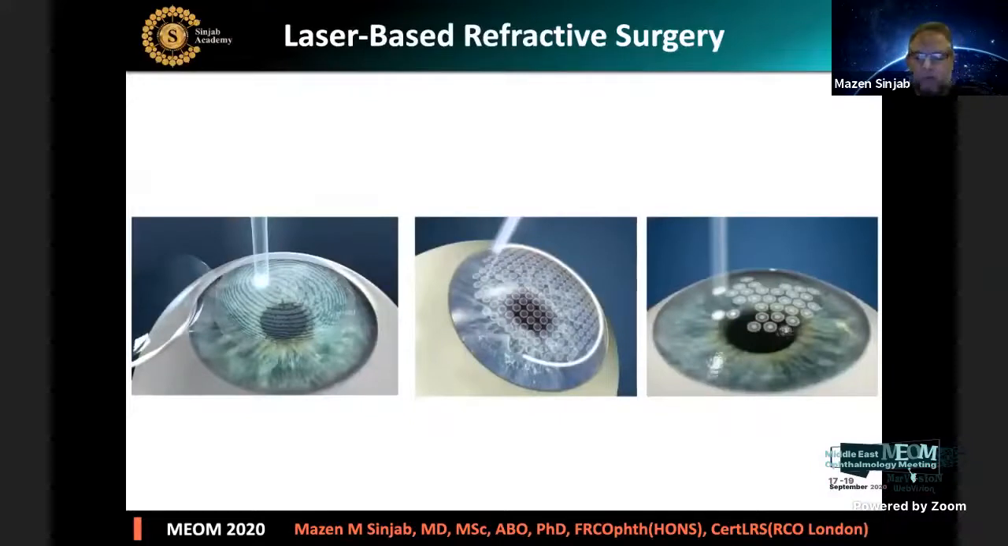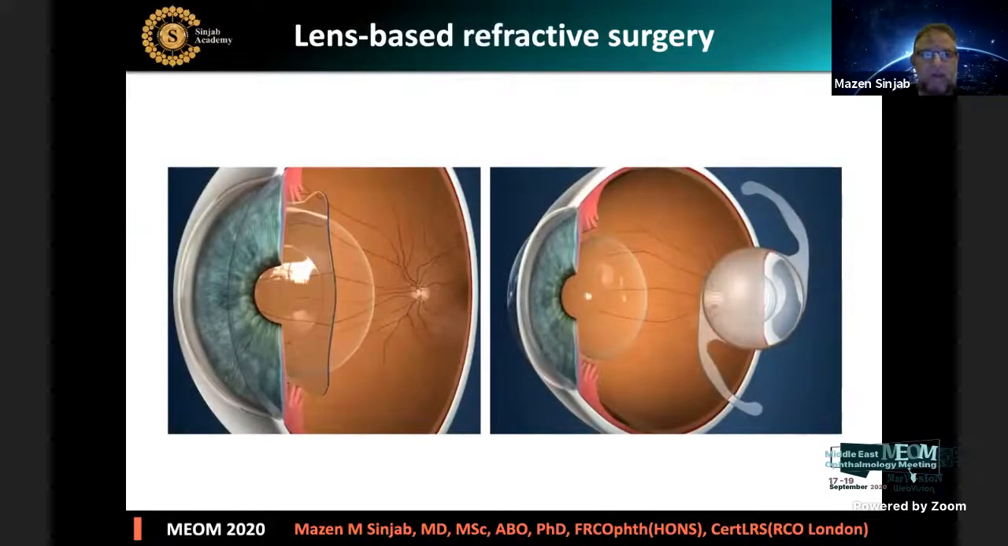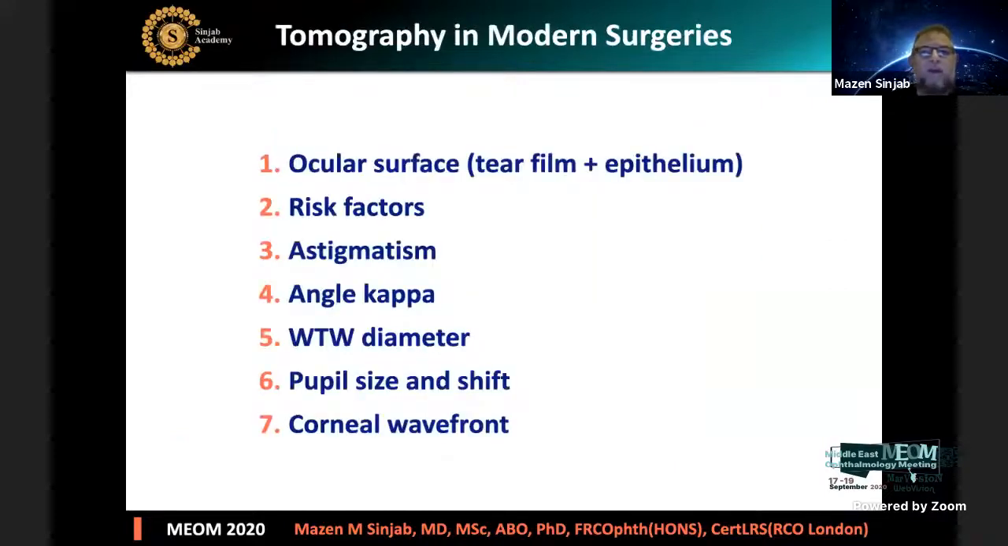What I'm going to talk about today is the applications of corneal tomography in laser-based refractive surgery, lens-based refractive surgery, and cataract surgery. Corneal tomography is very important to evaluate the ocular surface, tear film and epithelium, to exclude risk factors, to study the astigmatism, to highlight the role of the angle kappa, to measure white-to-white diameter, and to take into consideration pupil size and shift of the pupil, in addition to corneal wavefront.